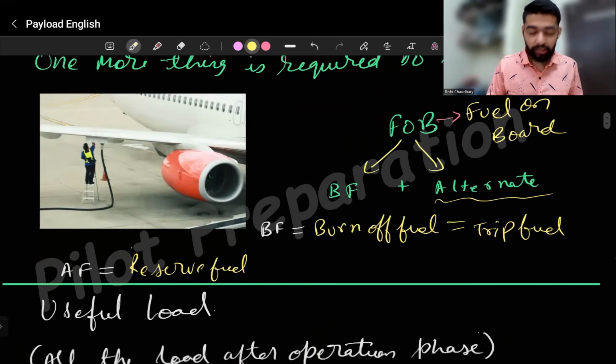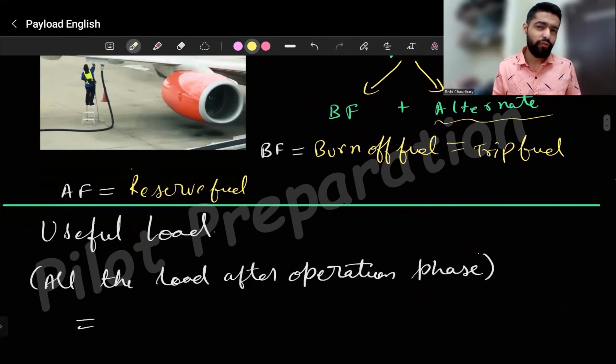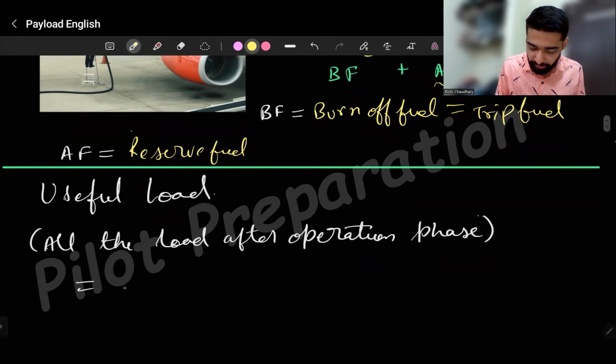Now let's move to the useful load. So as I said, what is useful for an aircraft? An aircraft loves passengers, an aircraft loves cargo, because that is very useful for them. That is getting them paid, isn't it? So useful load must be payload.